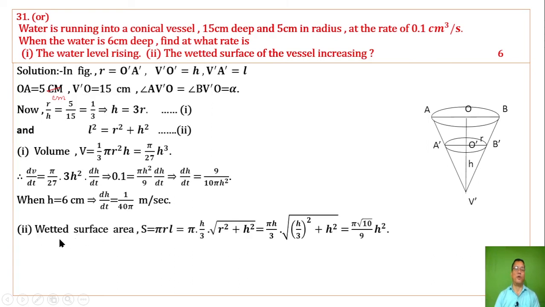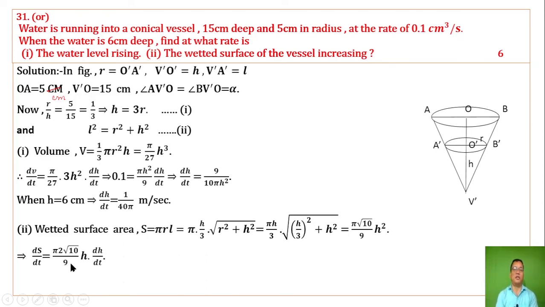Now Roman number 2, the curved surface area with slant height l is S equal to pi r l. Substituting for the slant height using the Pythagoras theorem relation, we get this, and then r, dh by 3 pi. Expressing in terms of h.